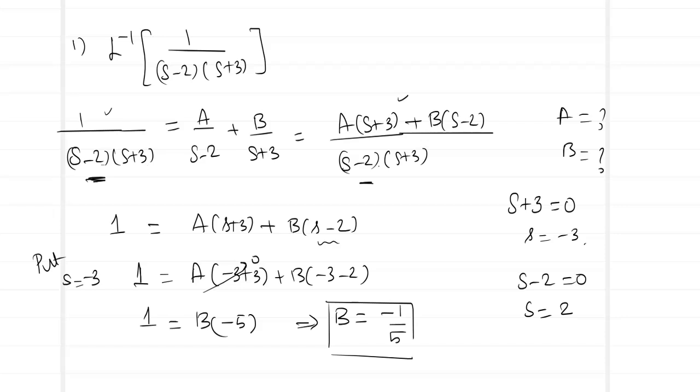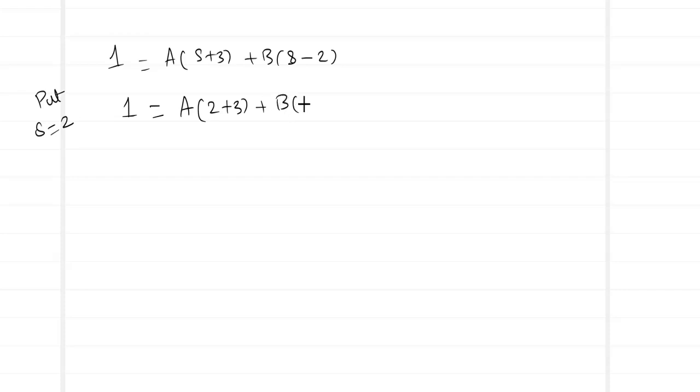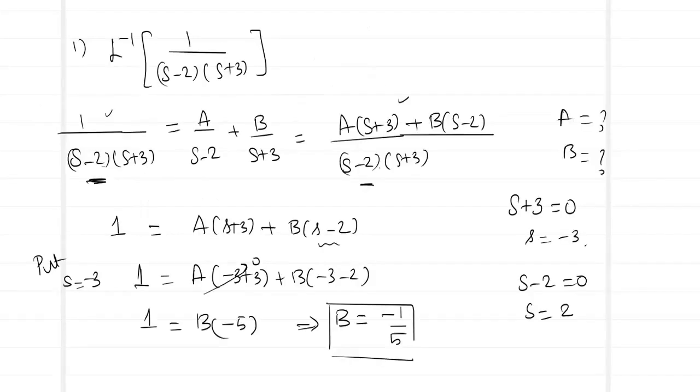I have 1 equal to a times of s plus 3 plus b times of s minus 2. The value I am substituting on both sides is s is equal to 2. So this gives me 1 is equal to a into 2 plus 3 plus b into 2 minus 2. 2 minus 2 vanishes, leaving you with a times of 5. Hence, a is equal to 1 by 5. Now, I have got the answers for both of my constants a and b.